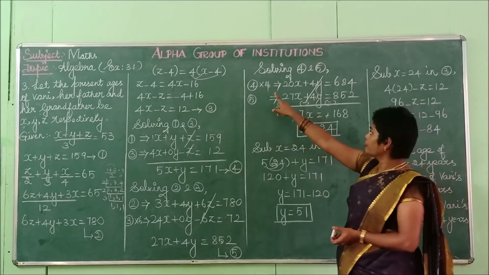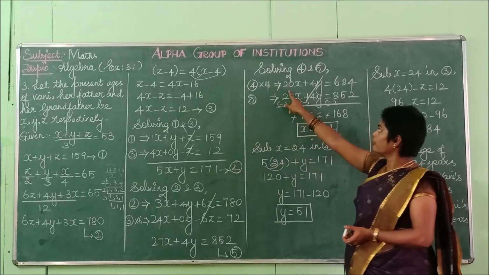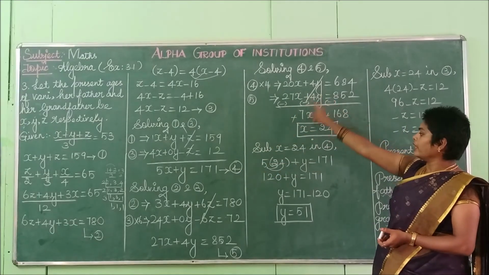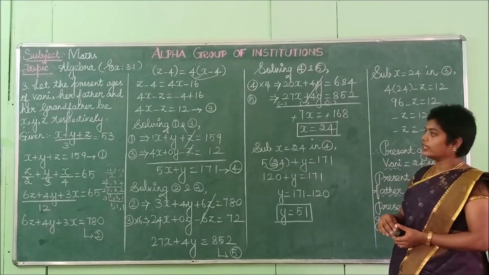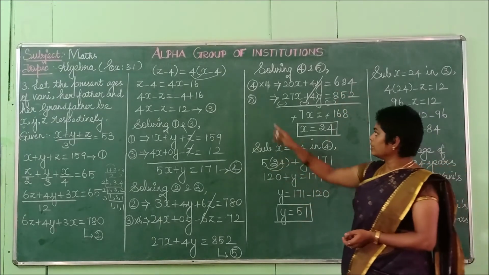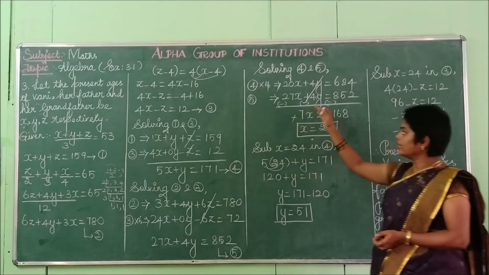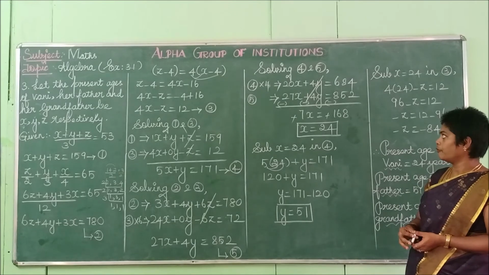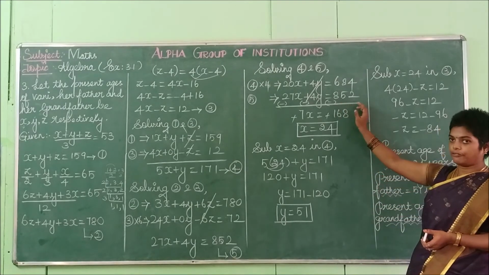So if you multiply it with 4, what do you get? 5 into 4 is 20x plus 1 into 4 is 4y, and 4 into 171 is written as 684. Then listen to the next one. The fifth equation can be written as it is. So what's the fifth equation? 27x plus 4y is equal to 852.